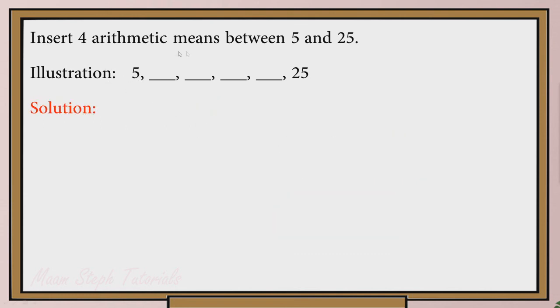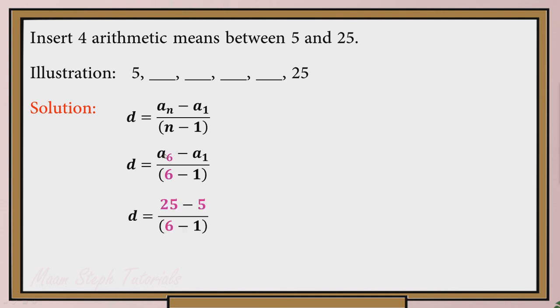So let's say we insert 4 arithmetic means. And kagaya ng sinabi ko kanina, kailangang malaman muna natin yung common difference. So to get the common difference, we will use our derived formula for d and then substitute. So we have the last term is a6 because yung 25 na last term ay pang-anim, nasa pang-anim na posisyon. And then, yung n naman natin ay 6. And then, we will just substitute.